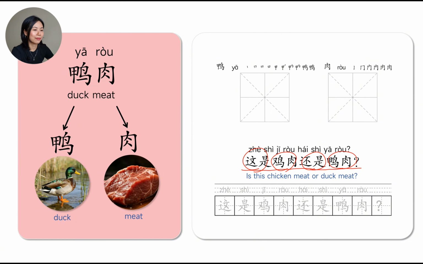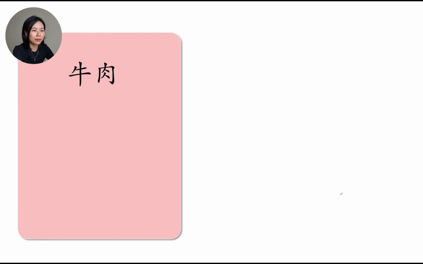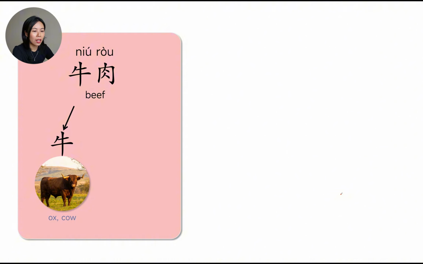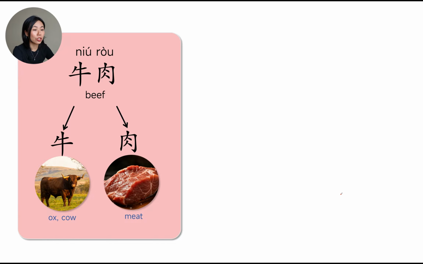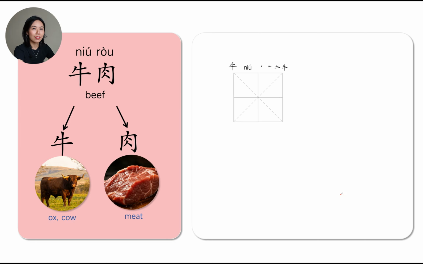下一个，牛肉, beef. 牛 means ox or cow. 肉 means the meat. Okay, 牛肉 together, it's beef. Let's take a look at the 牛. 1, 2, 3, 4. Okay, make sure the upper stroke is shorter and the lower stroke is longer. 肉 1, 2, 3, 4, 5, 6.